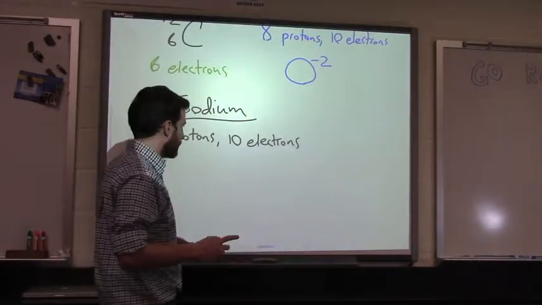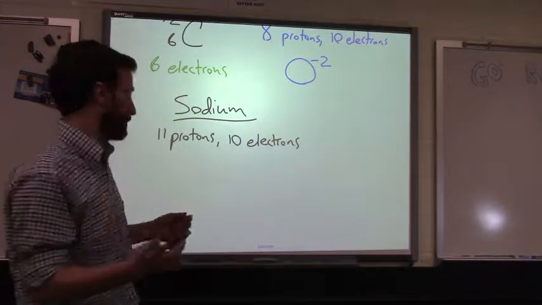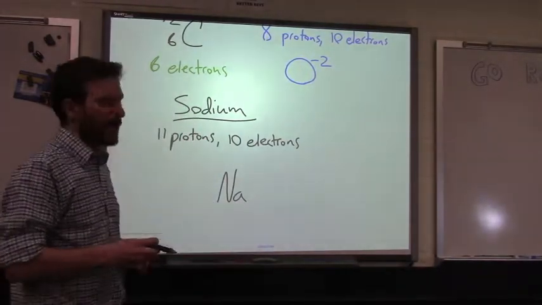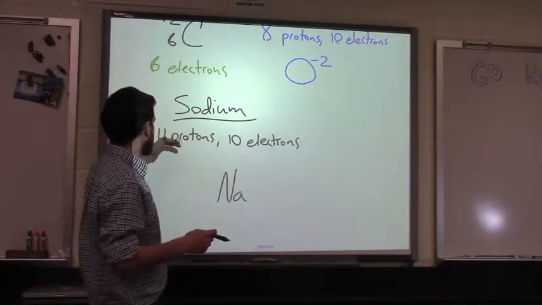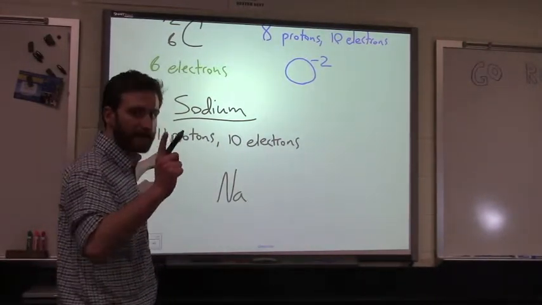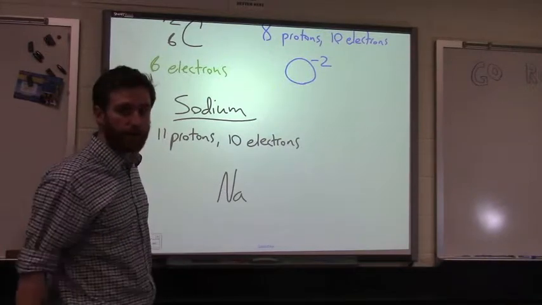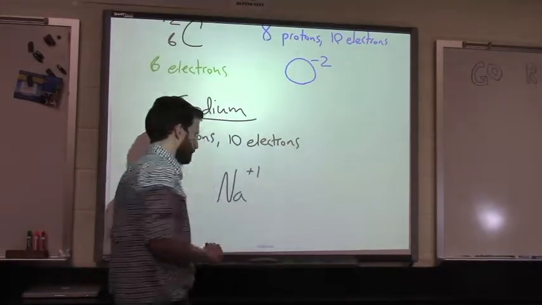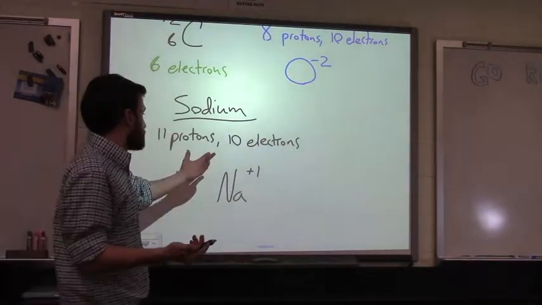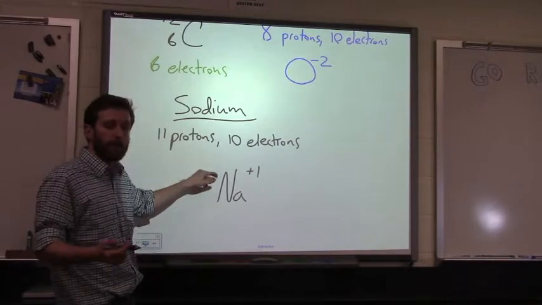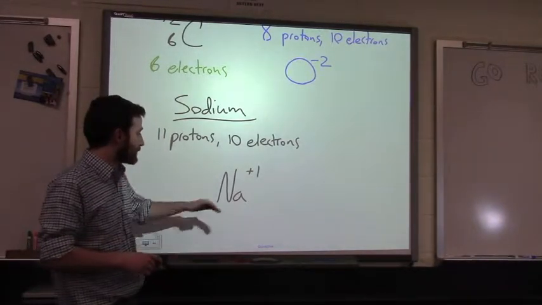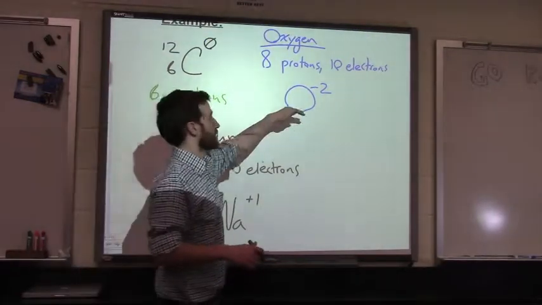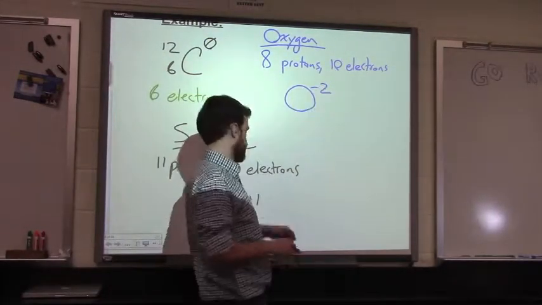Now I've got to ask, well, what is the net charge on sodium here? So sodium, Na, has 10 electrons to cancel out 10 protons. But then it's got that 1 extra proton. And that 1 extra proton gives it a +1 charge. Again, I know nothing about the neutrons, so I'm not even going to make a judgment about what numbers to write over here. But here is a sodium ion with a +1 charge. Here's an oxygen ion with a -2 charge.